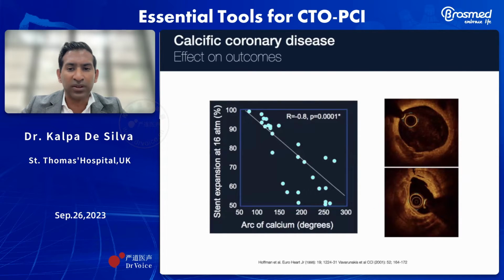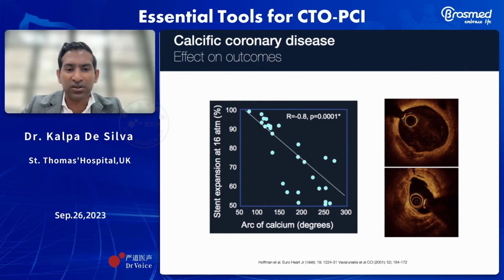So this is an interesting slide just showing that a simple metric such as the arc of calcium can define how good or bad our end result could be. And you can see that as the arc of calcium increases beyond 250 degrees, certainly there is a vast reduction in stent expansion.